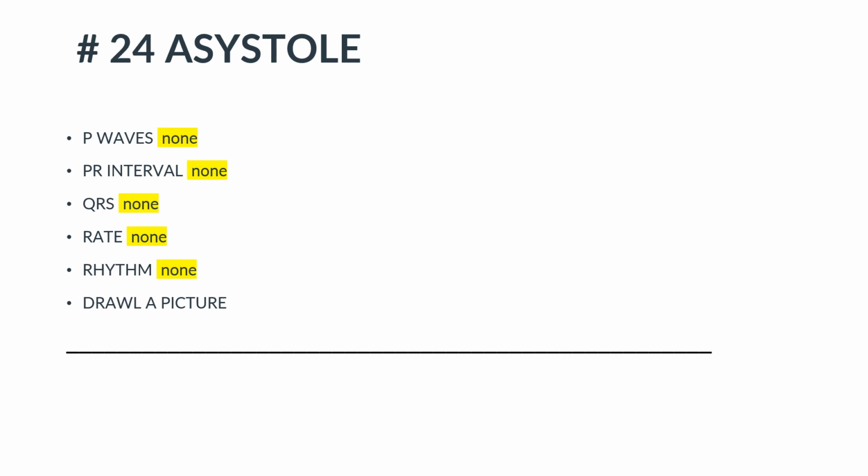Okay, so asystole. So what's happening? You have no electrical activity, right? That's dead. And so no P, no PR, no QRS, no rate, no rhythm, right? It's just a flat line. And so this is what you see right here. Here's your picture right there, just a flat line.